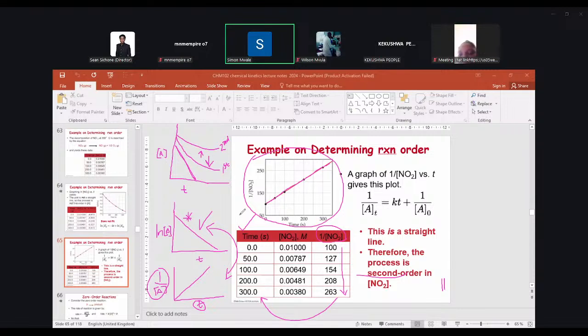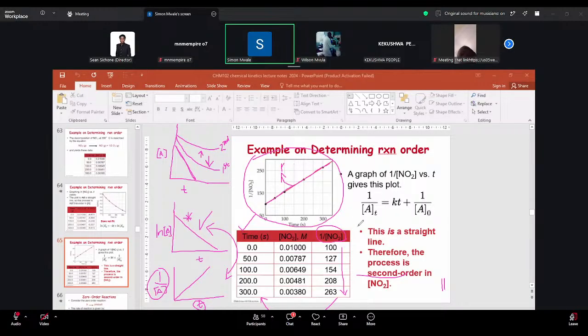It follows the second. So you can see how it fits here. If I calculate the gradient of this line, I'll get the value for my rate constant. Any questions so far?